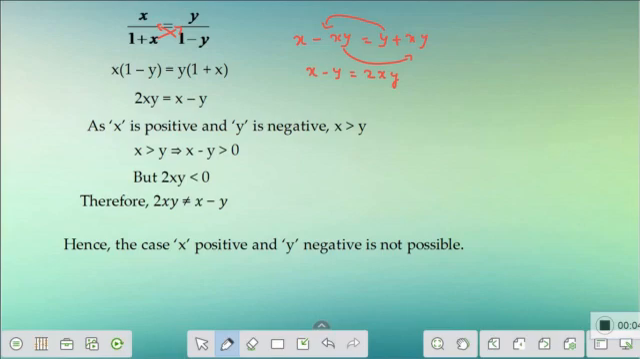Now let's discuss the cases that we have. We know x is positive and y is negative.